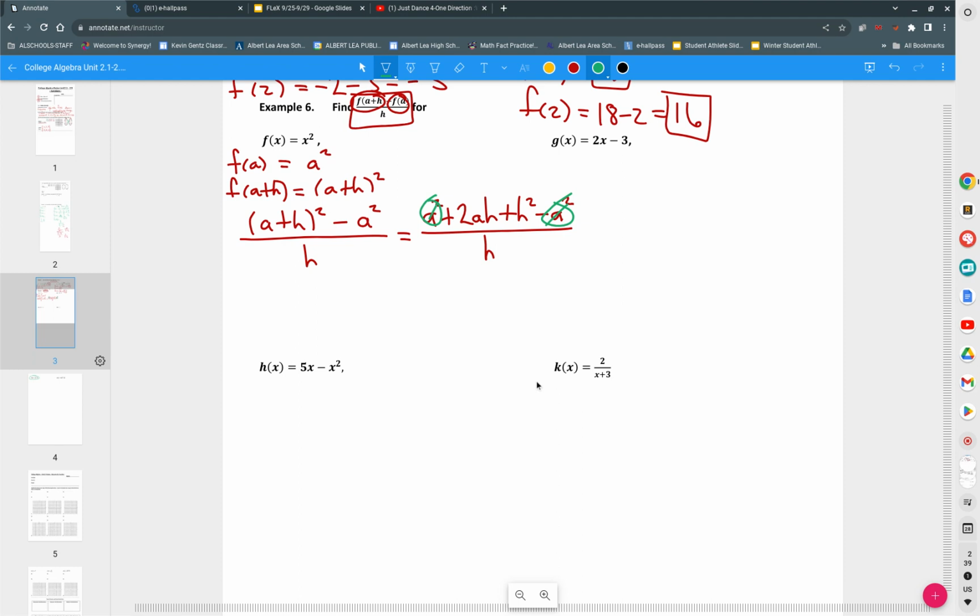What do you notice about everything that's left in the numerator? It has an h. So what could I do to reduce this? I could factor an h out of the top to get 2a plus h, and then it's all divided by h. Notice how the h's divide off, and we get 2a plus h. That is when you know you're done.